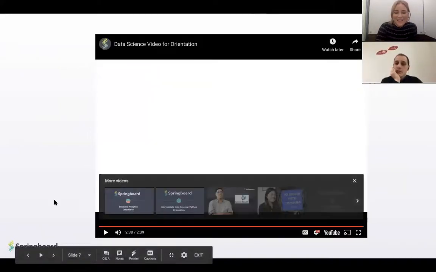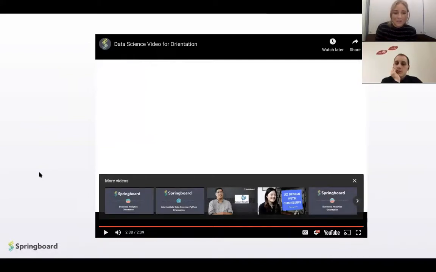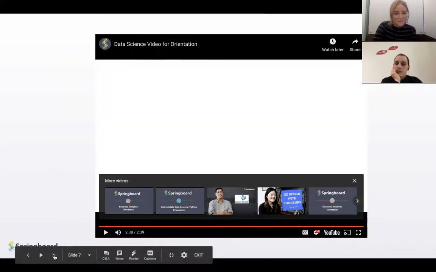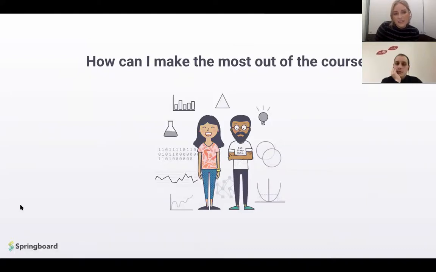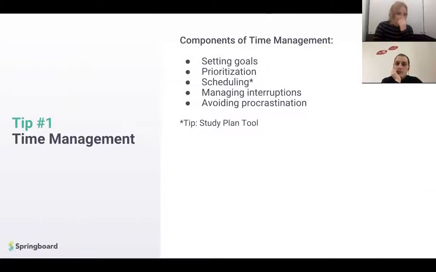It's always cool to get to see who might be your mentor and what they can offer and what their perspective is. So, a nice note from our mentors. The last component of our orientation today is how can you make the most of the course? Again, some tips and tricks that we've heard along the way that really make the difference.